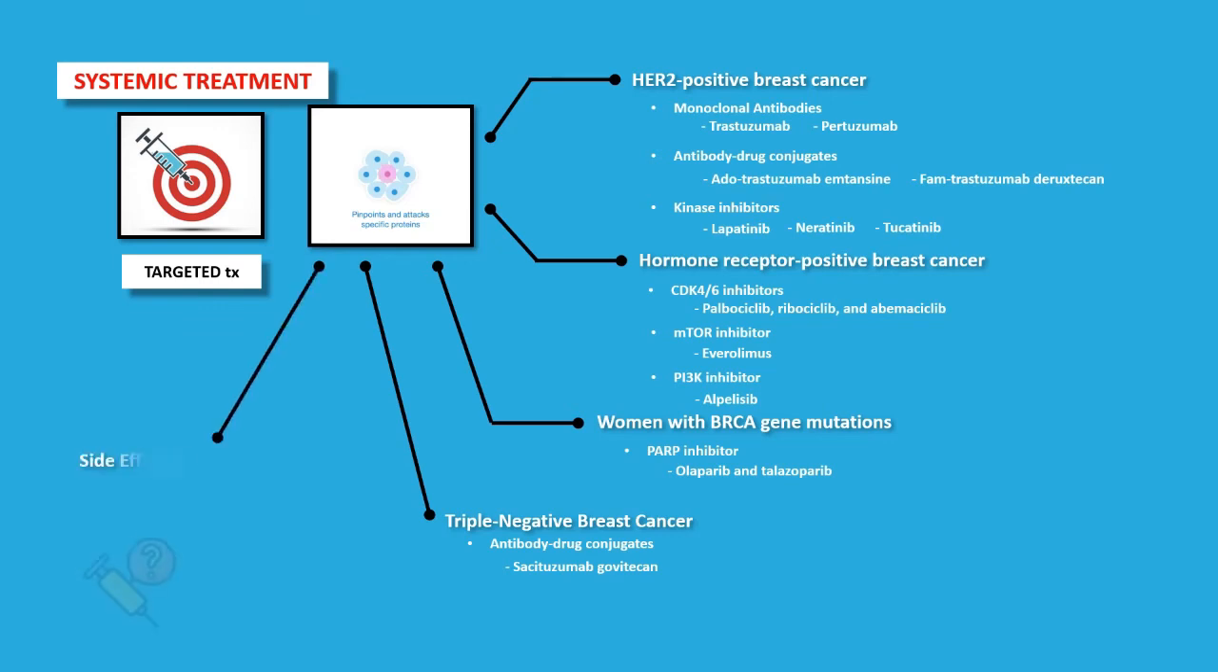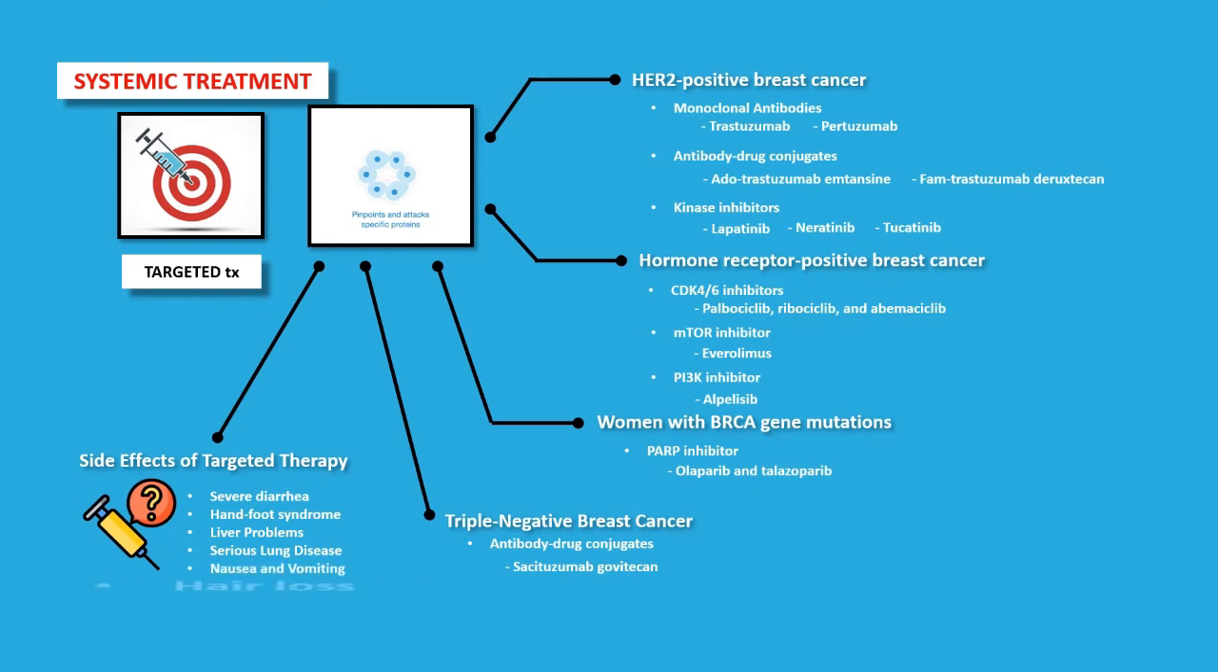The side effects of HER2 targeted drugs are often mild, but some can be serious. For most women, these effects last a short time and get better when the drug is stopped. Some can cause severe diarrhea, hand-foot syndrome, in which the hands and feet become sore and red, and may blister and peel. Liver problems, serious lung disease, nausea and vomiting, hair loss, and the list goes on.